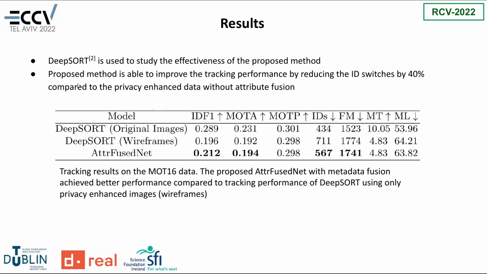The proposed method is able to improve the tracking performance by reducing ID switches by 40% compared to the privacy enhanced data without attribute fusion. As you can see, first we tested DeepSORT with the visual images. These are the metrics we get, where the ID switches are 434. When we tested the same algorithm with the privacy enhanced dataset, which is wireframes, we can see the tracking performance degrade, which means ID switches greatly increased.